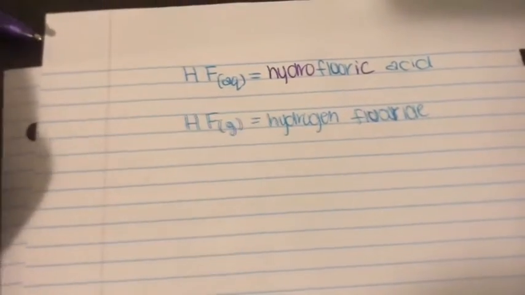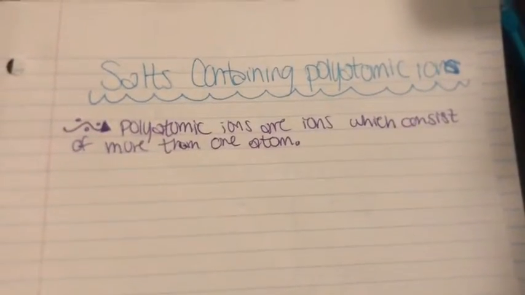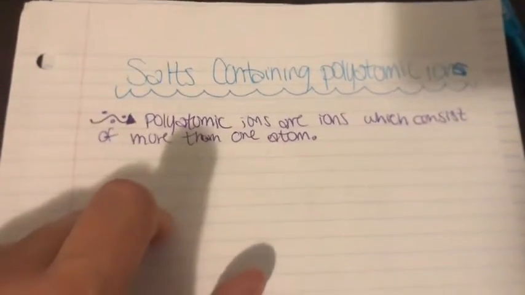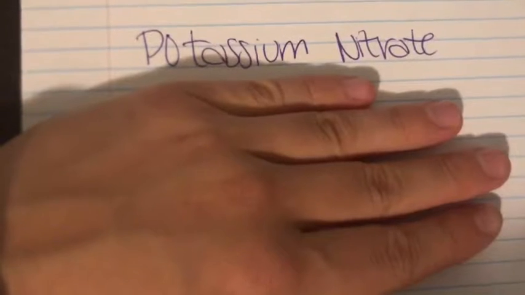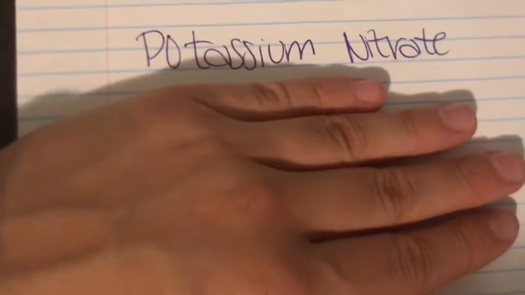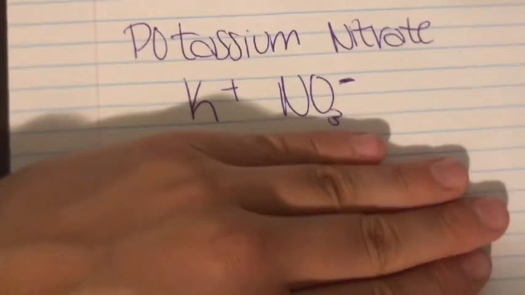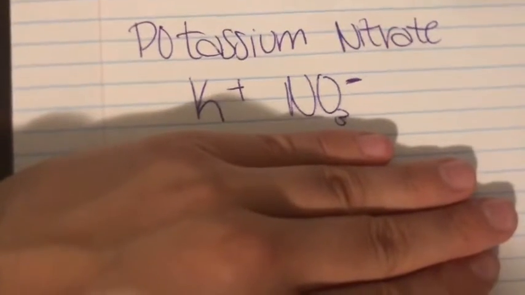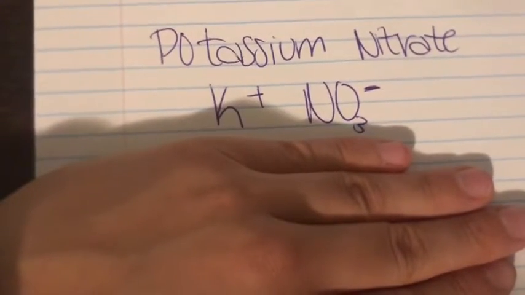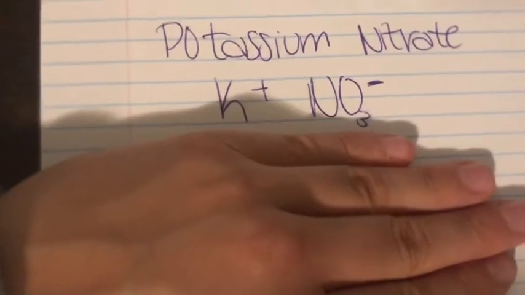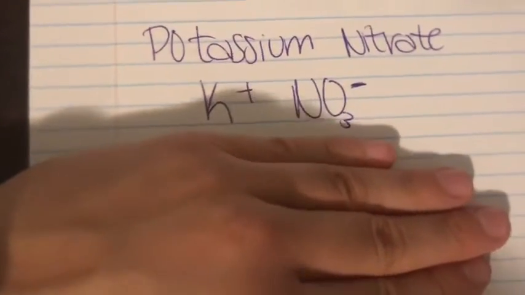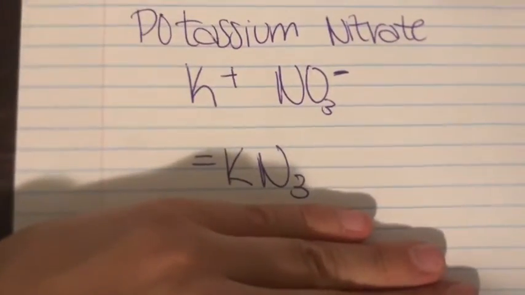not an aqueous substance. Now we're moving on to salts containing polyatomic ions. One thing to remember is that polyatomic ions are ions which consist of one or more atoms. An example of this is potassium nitrate. Now, one ion is potassium and the other is nitrate, but nitrate is made up of more than one atom, so that's how you know it's a polyatomic. With the oxidation states, they have the same one, so you know when you cross them, you're just going to end up with KNO3.